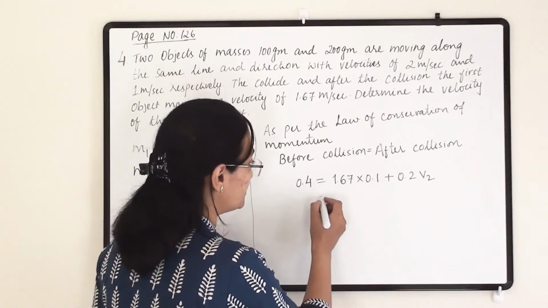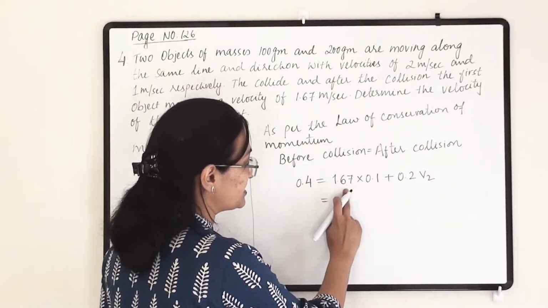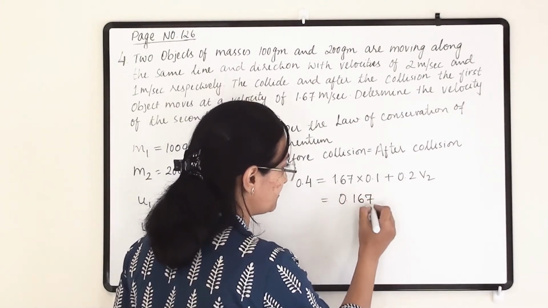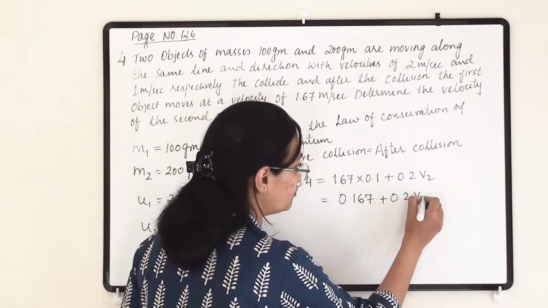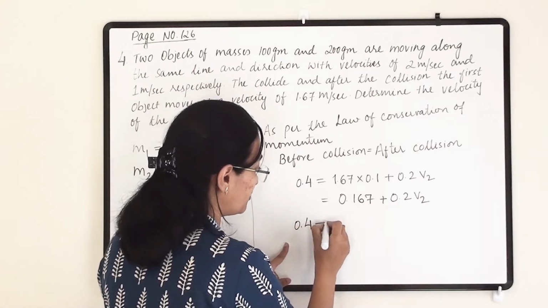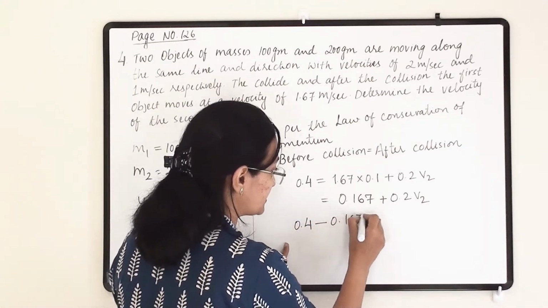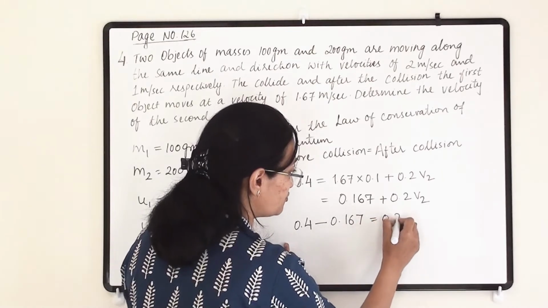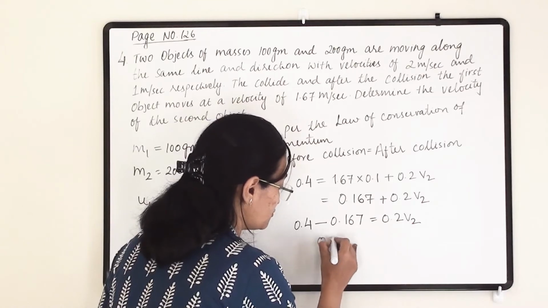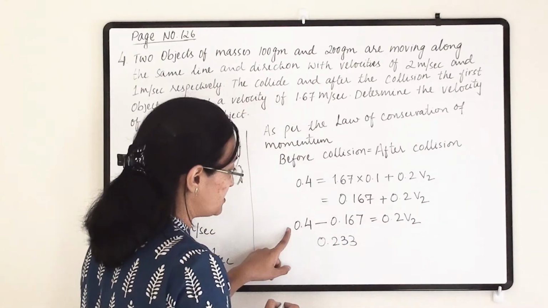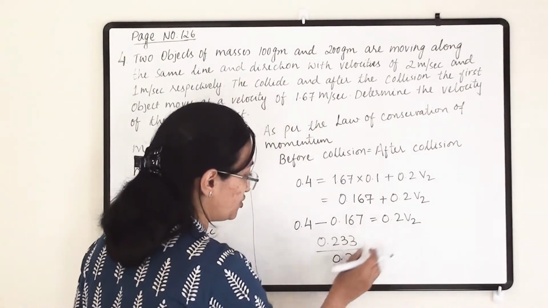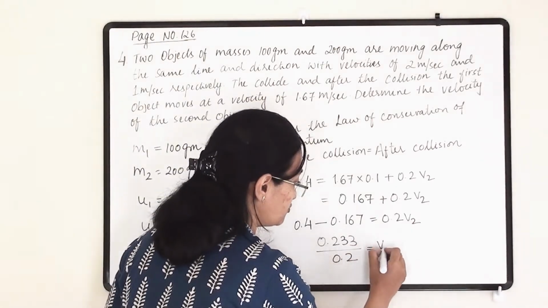So let us solve this. Here we get 1.67 into 0.1, which is 0.167, plus 0.2 into v2. Let us take this term to this side. So we get 0.4 minus 0.167 equals 0.2 v2. From the subtraction we get 0.233, and that is divided by 0.2, as the 0.2 comes to this side. So this is going to be our v2.